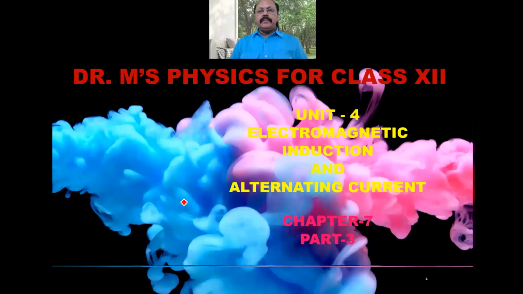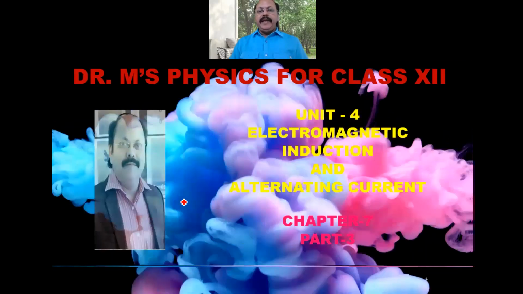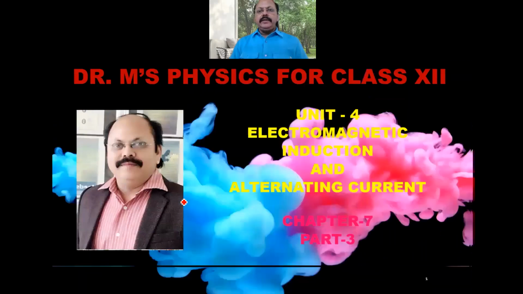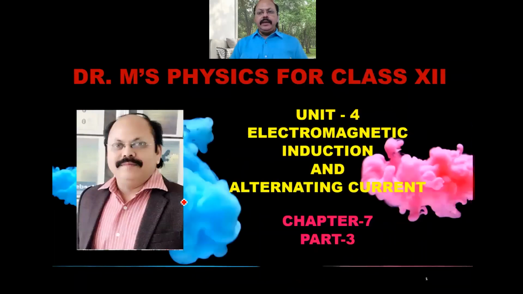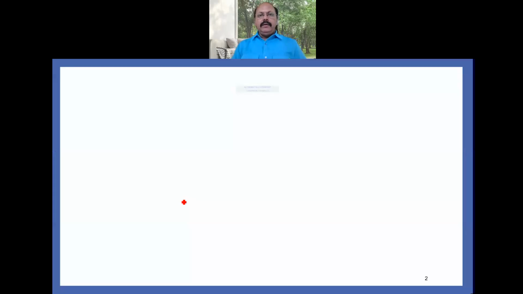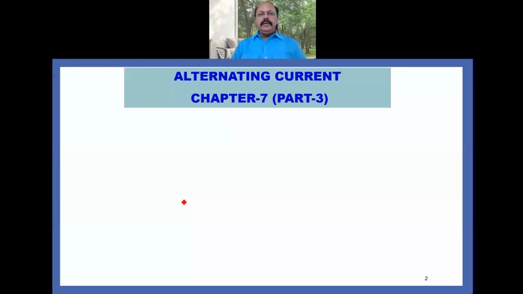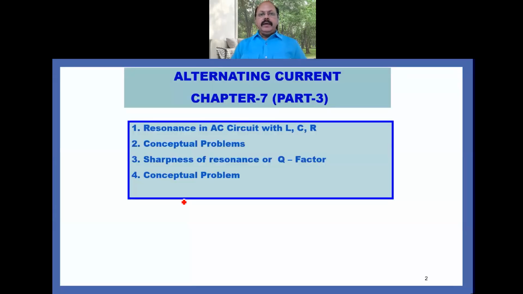Dear students, today's topic of my lecture is Alternating Current, Chapter 7, Part 3. What you have to learn in this Part 3 is resonance in AC circuit with LCR, then conceptual problems, after that sharpness of resonance or quality factor, that is Q factor, and at last a conceptual problem that we have to discuss. So one by one I start.